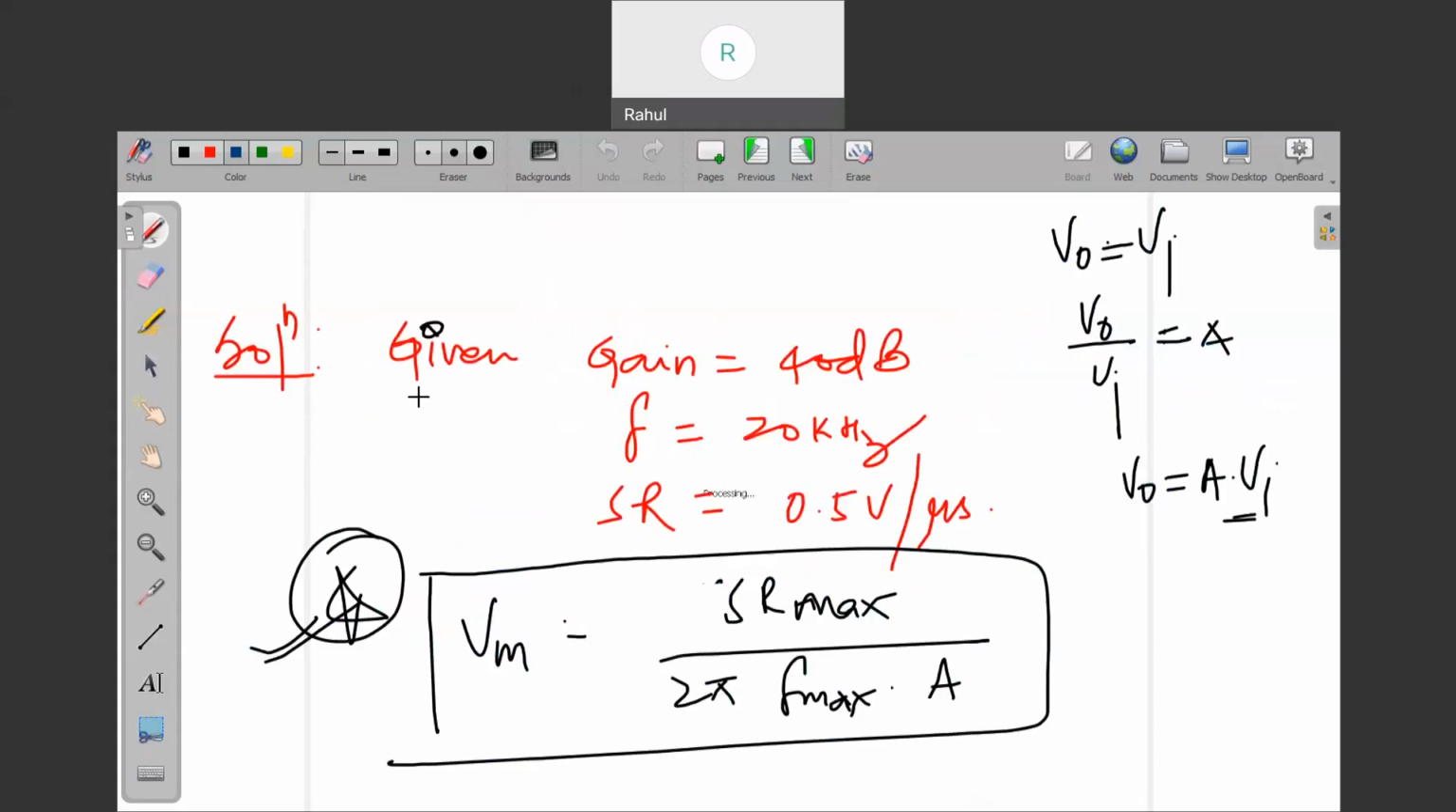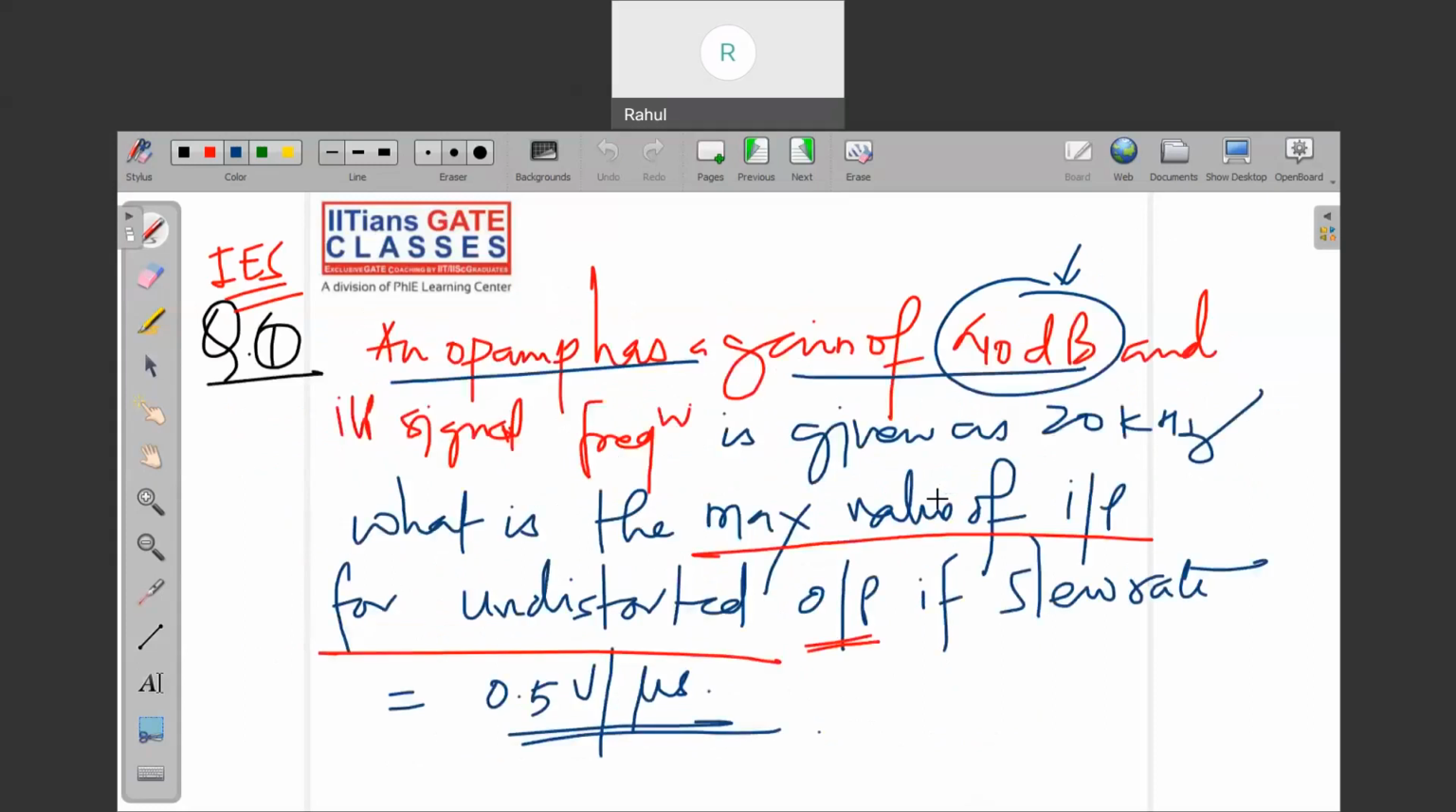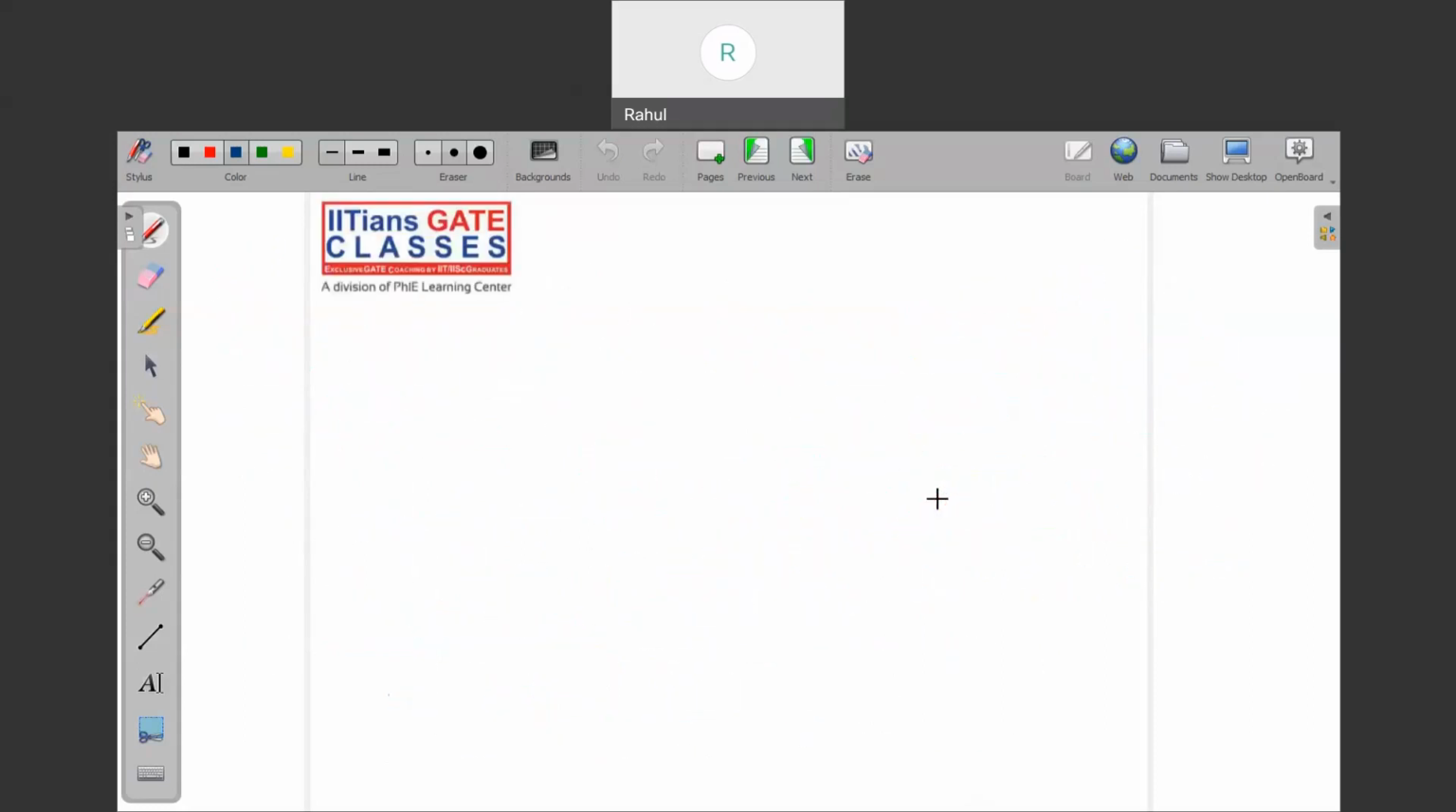Please keep this in mind and correct this slew rate here. We forgot to keep Vm. So slew rate is very, very important. In the exam, they can give you the slew rate and ask what is the maximum value of input for undistorted output. An op-amp has a gain of 40 dB and the input signal is given. This is how we can take more questions.